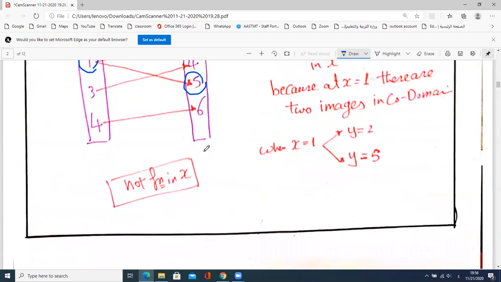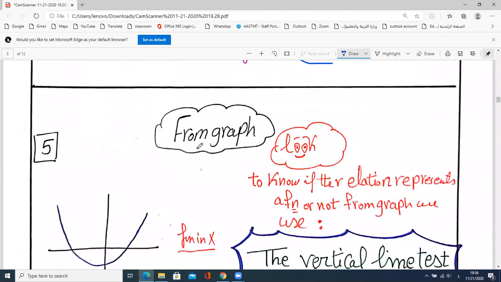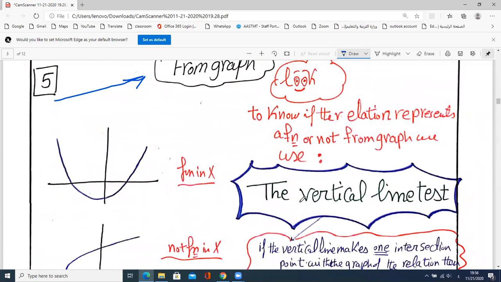Okay, now we are gonna check this condition from the graph. How do we know from the graph if this relation is a function or not? To know if the relation represents a function or not from the graph, we use a test which is called the vertical line test. What's the meaning of vertical line test? We imagine that we have a vertical line. Do you know the meaning of vertical line? A vertical line is a perpendicular line, perpendicular to the ground.